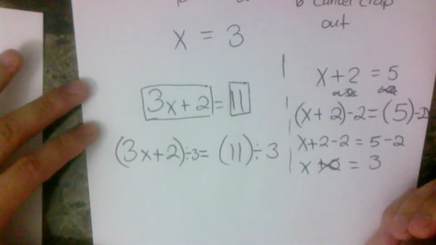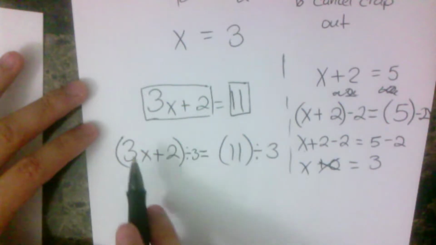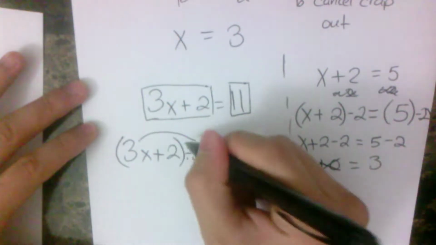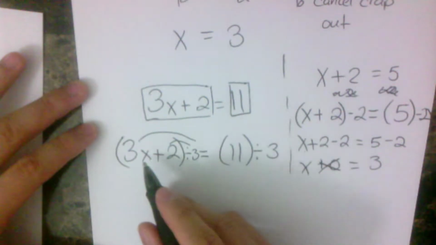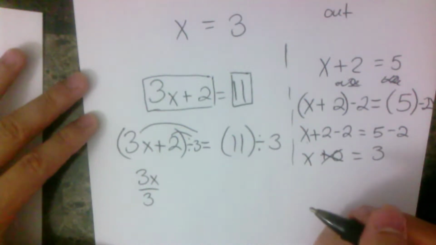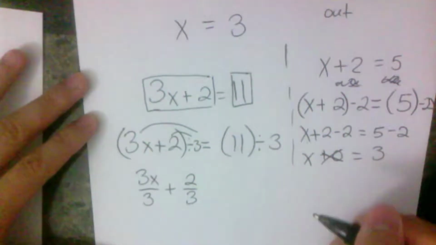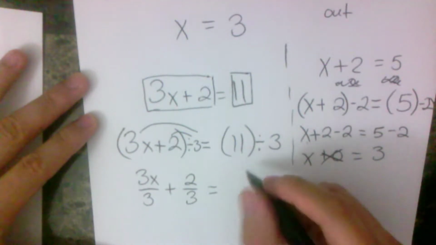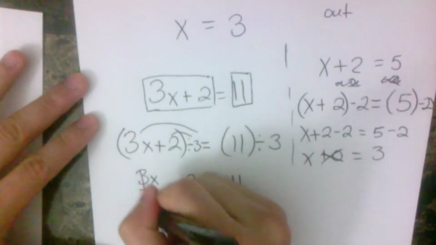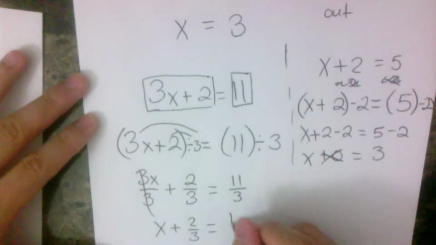Divide by 3. Okay? Now that you have a parentheses and a number outside of it, you know you have to distribute. You have to divide that by 3 and that by 3. Remember, distributing, which is annoying because what's going to happen is 3x divided by 3, that works out fine. But now you have to remember you have to do it to the 2 as well. 2 divided by 3 equals 11 divided by 3. And now this looks like a really, really ugly problem. But remember, your 3's cancel out. x plus 2 over 3 equals 11 over 3.